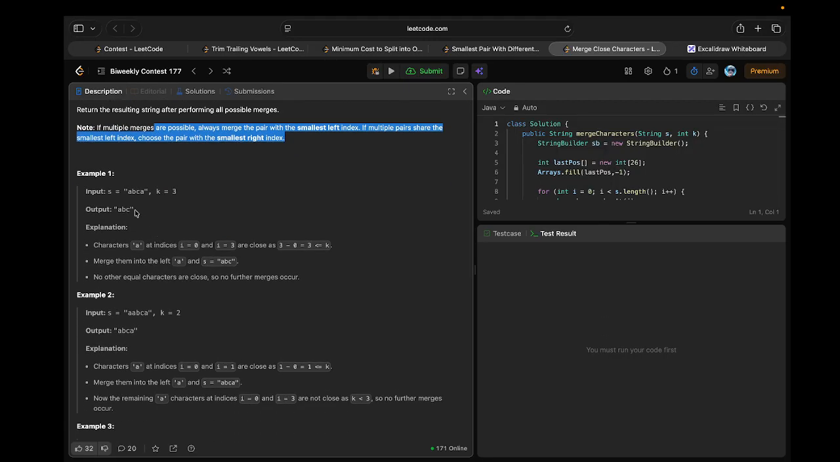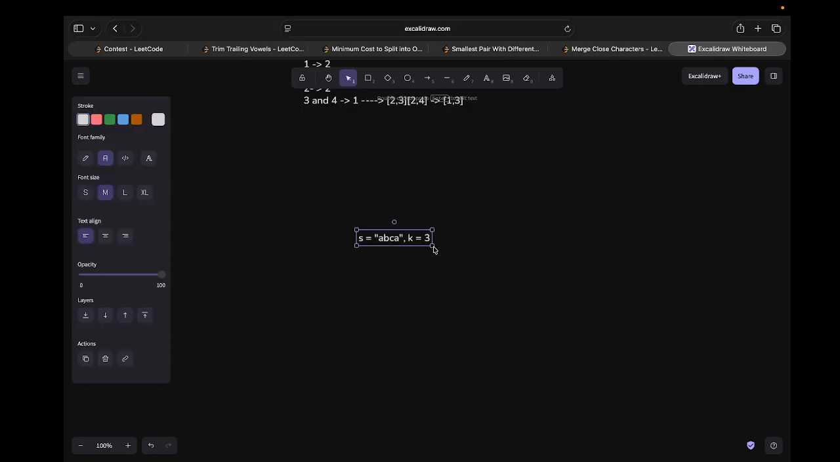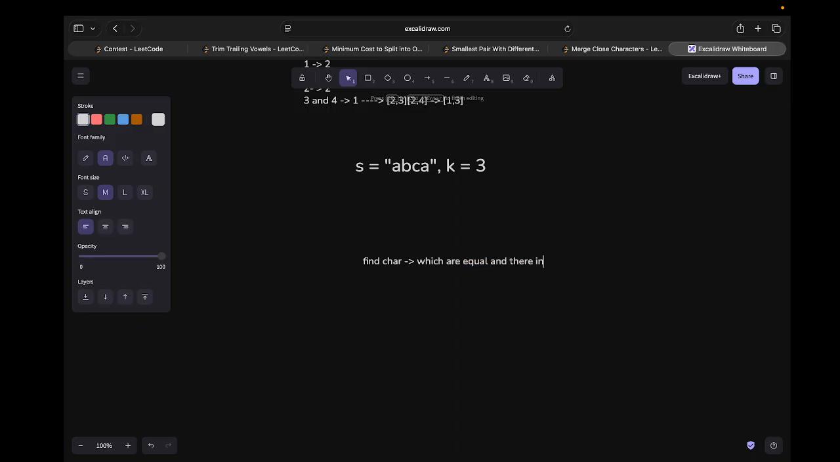So the problem statement is pretty clear. Let's take it one by one. Just take this example. What they are saying is that we have a string, and we have to find characters which are equal, and their indices difference should be less than or equal to k. If that is the case, then we have to merge. If we have a and b, and both are equal, then we always have to remove b, and our new string becomes a. So this is what we have to do over here.